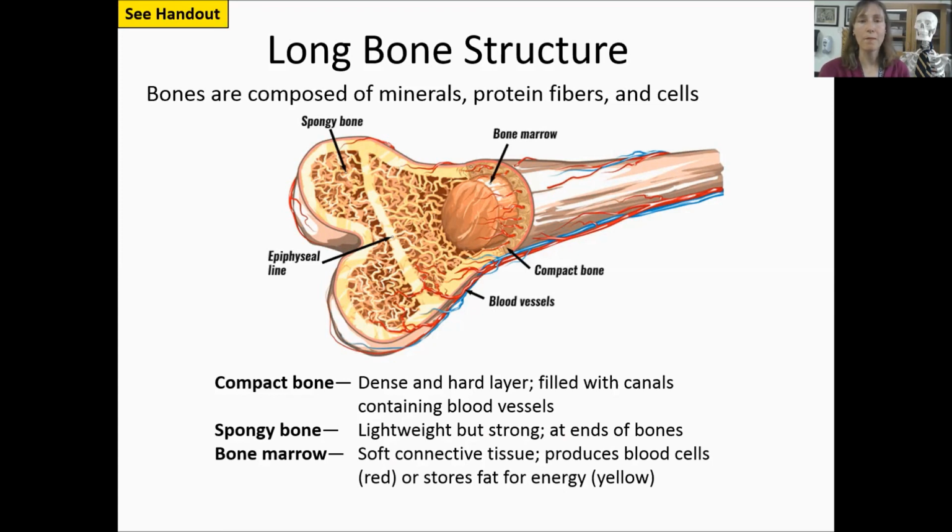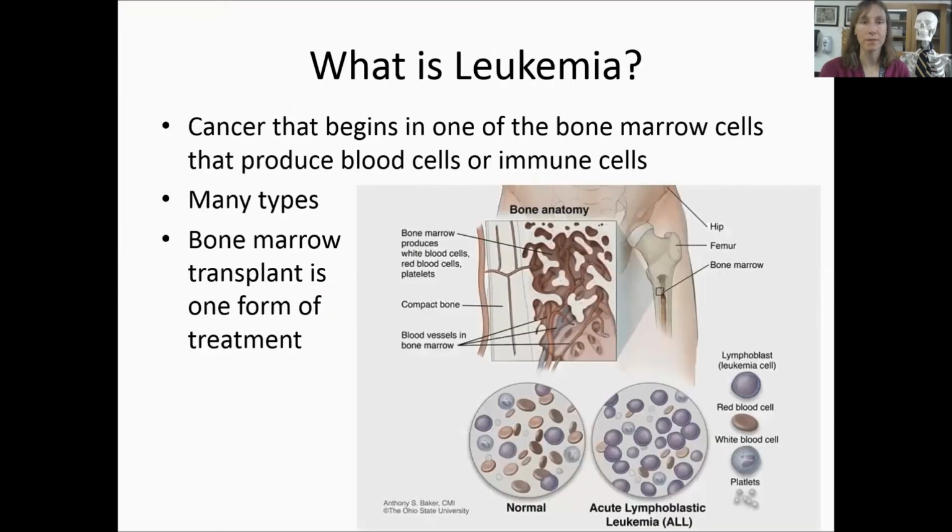We talk about red bone marrow and yellow bone marrow. Red bone marrow is where blood cells are made, so it's very, very important. And then yellow bone marrow is where fat is stored, and that's also very important. That's for energy use. It's kind of your stored up energy for between meals.